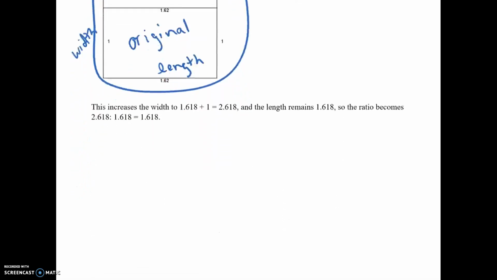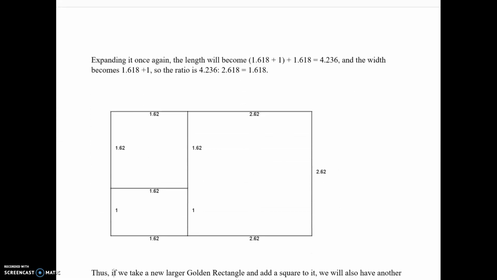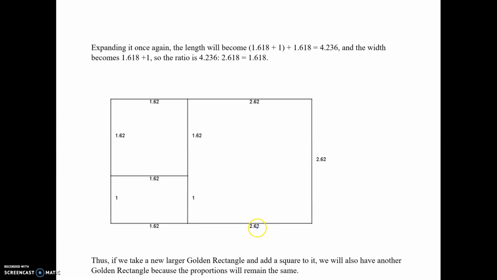So if we expand it again by adding a square to it, this time we're going to add a square of 2.618 by 2.618, or 1.618 plus 1, like it says up here, to the other golden rectangle. And when we do that, the length of this total side becomes 4.236, and then this side is 2.618. So the ratio is 4.236 to 2.618, which again gives us 1.618.